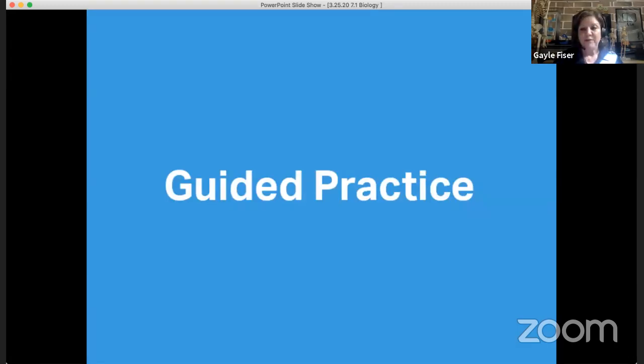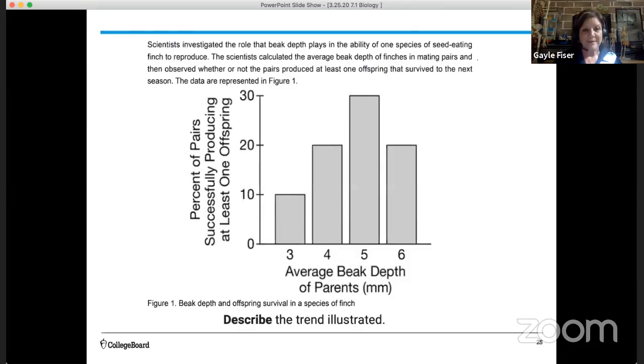Okay, and I'm going to take you through a little guided practice on using this skill. So again, the first thing that I suggest you do, and I kind of make my kids do it, is look at what the representation is telling you. Let's look at the x-axis here. We have average beak depth of parents in millimeters. And on the Y, we have % of pairs successfully producing at least one offspring.